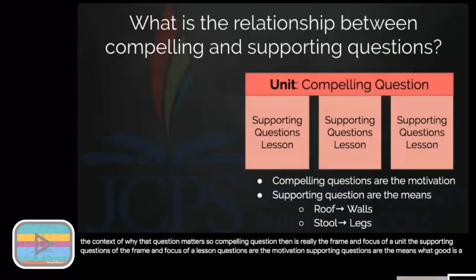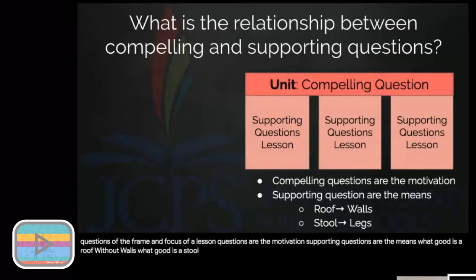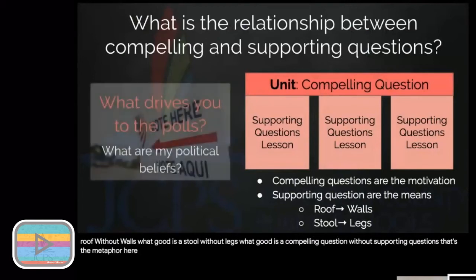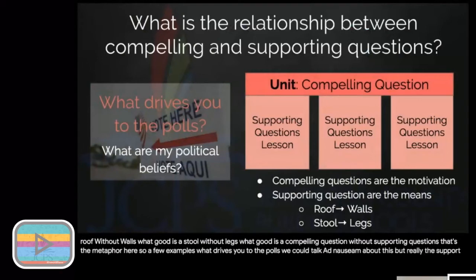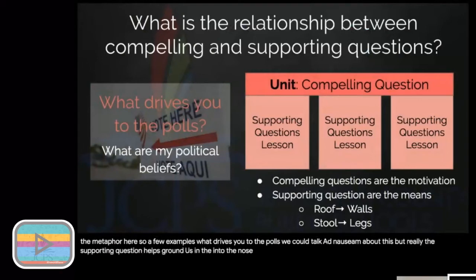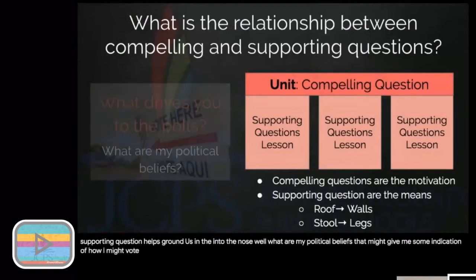What good is a roof without walls? What good is a stool without legs? What good is a compelling question without supporting questions? That's the metaphor here. So a few examples. What drives you to the polls? We could talk ad nauseum about this, but really the supporting question helps ground us into the knowns. Well, what are my political beliefs? That might give me some indication of how I might vote.